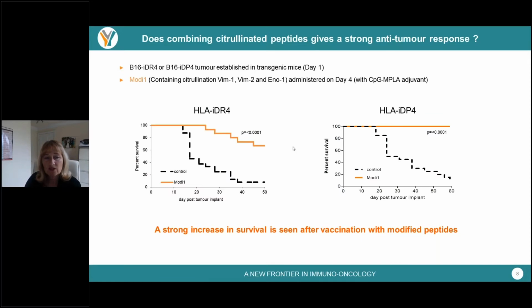We then again went on to look at the anti-tumor response in the DP4 mice with a DP4 expressing tumor as well, which is what we're looking at here. And we've also added a further level of complexity here, because we've put the class 2 under an inducible gamma-inducible promoter. So this is what you would expect to see in the majority of tumor cells that don't normally express class 2, but can be induced by gamma interferon. And you can see in these inducible models, either in the DR4 or the DP4, we're still getting superb anti-tumor responses with this combination of these three citrullinated epitopes.